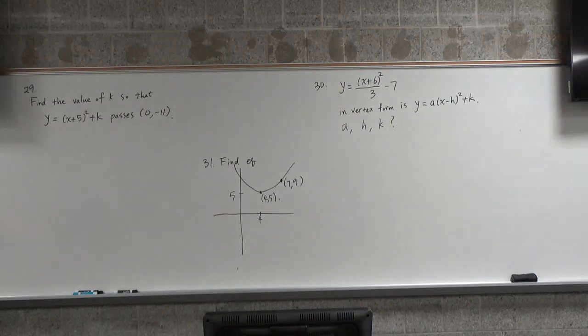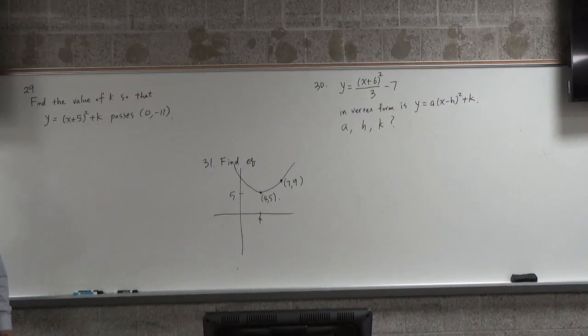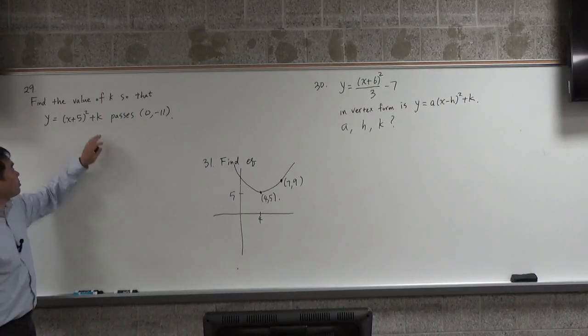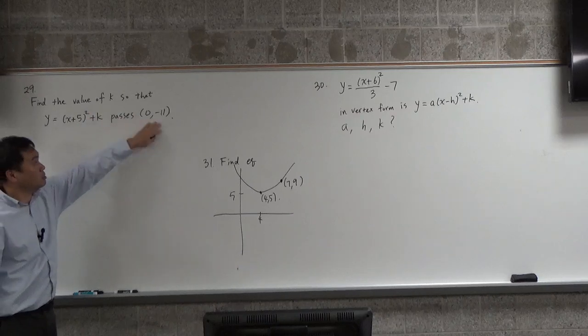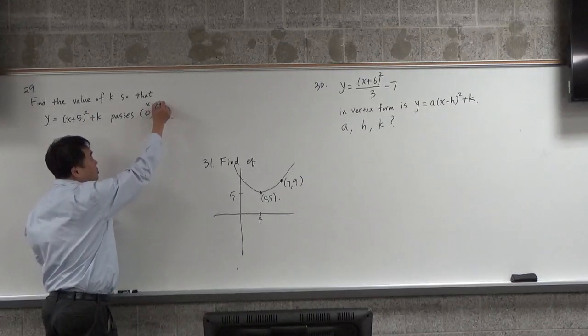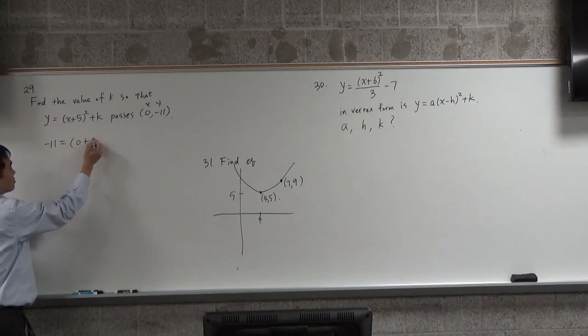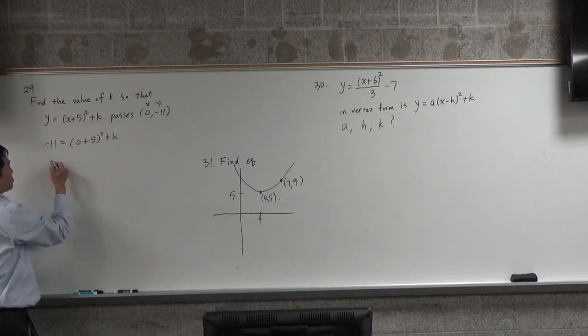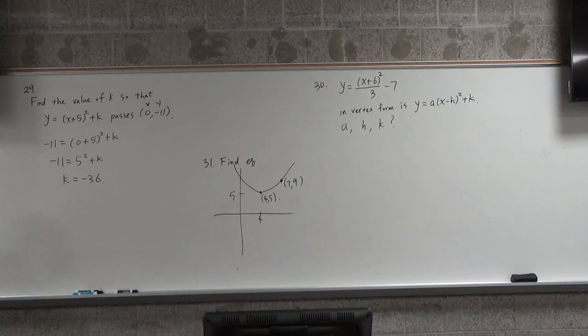Find the value of k so that y = (x + 5)² + k passes through (0, -11). Similar flavor. If you have an unknown constant, how do you figure it out? You plug in the given point. Here's x, here's y, which means y becomes -11, x becomes 0. So that gives you -11 = 5² + k. So k is going to be -36. Here, we don't have to plug this back in because the question is just asking for the k value. So we just stop here.